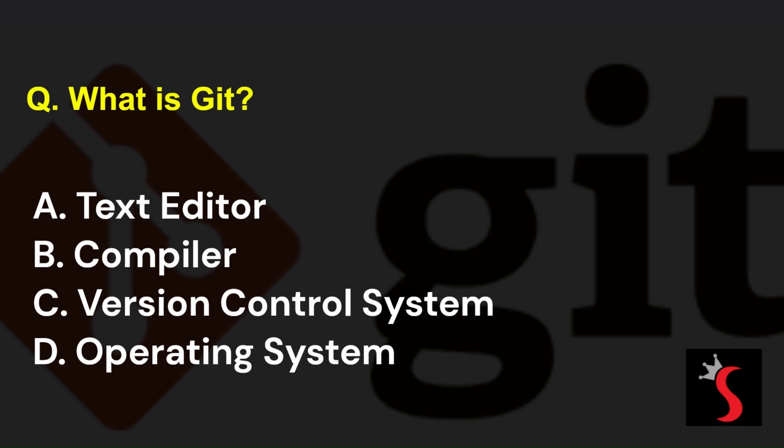What is Git? A. Text editor. B. Compiler. C. Version control system. D. Operating system.